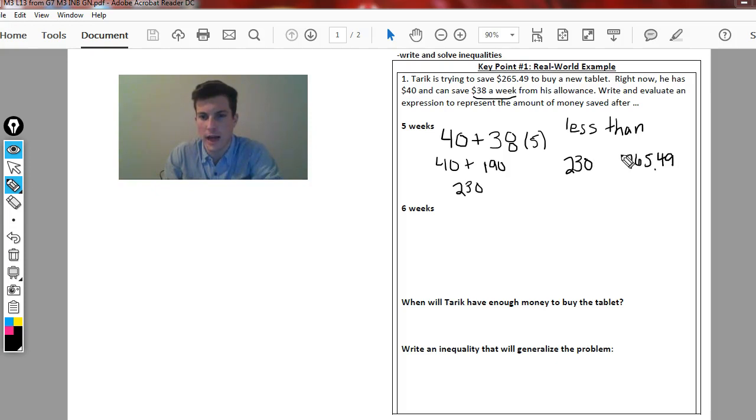Which way does it face? Well, the alligator eats the bigger number, so it's going to face that way. I know it's silly, but it'll help you remember. So $230 is less than $265.49. So Tariq needs to keep saving. What I want you to do now is go ahead and solve for how much money Tariq will have saved after 6 weeks.